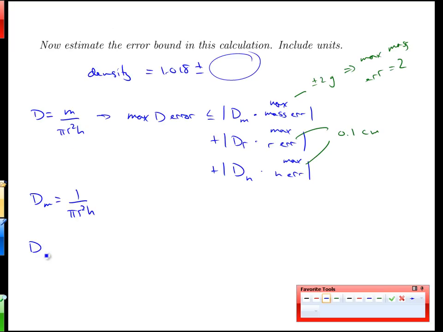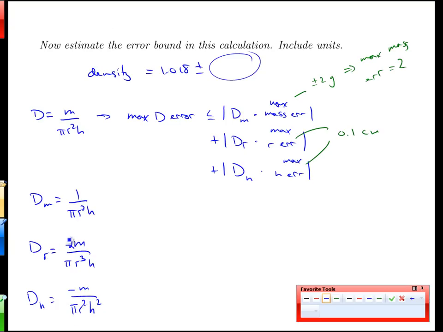The r derivative is going to be, this is r to the negative 2, so we'll have negative 2 pi r cubed h. We bring the negative 2 out front and get a negative 3. Last but not least, the height derivative. We have h in the denominator, so h to the negative 1. We'd have negative m over pi r squared h squared.